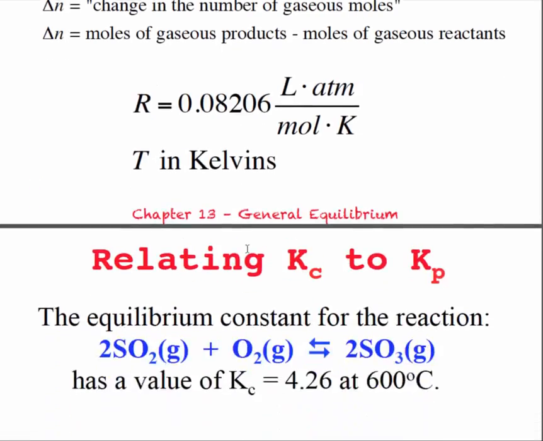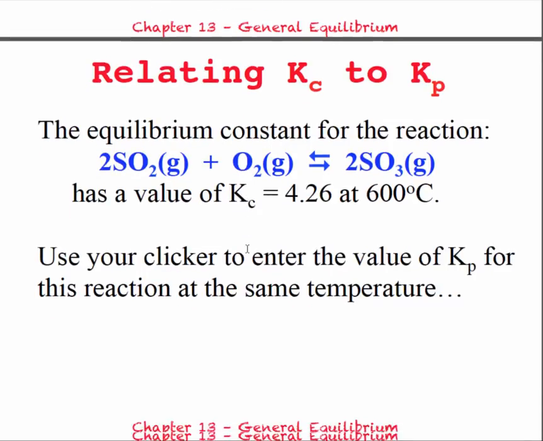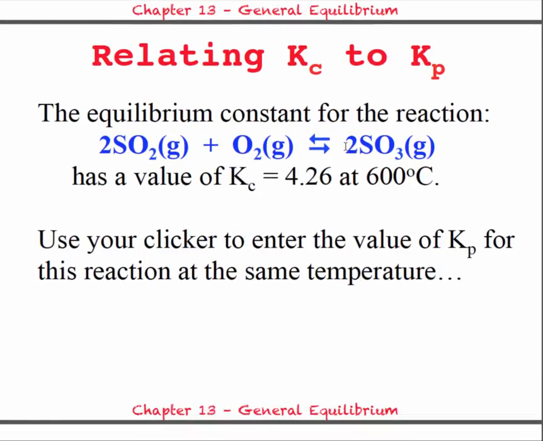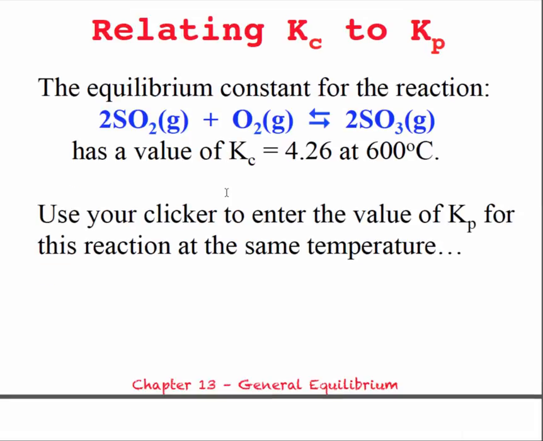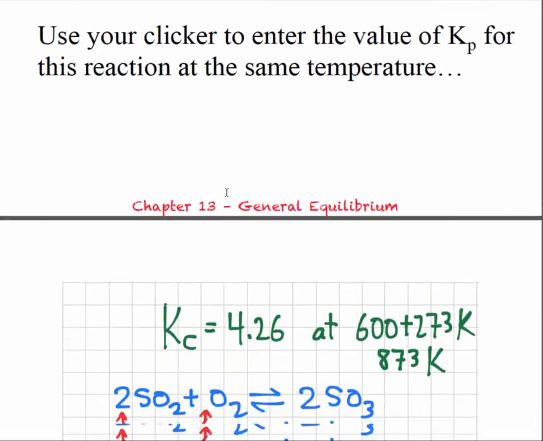So if I look at the balanced equilibrium equation, this says I have 2 moles of gas over here, 1 mole of gas here, and 2 moles of gas here. 2 here and 1 more here is a total of 3 moles of gas. So if I go ending minus beginning, it's 2 moles of gas here minus 3 moles of gas here. 2 minus 3 is negative 1. So my delta n in this case will be negative 1.